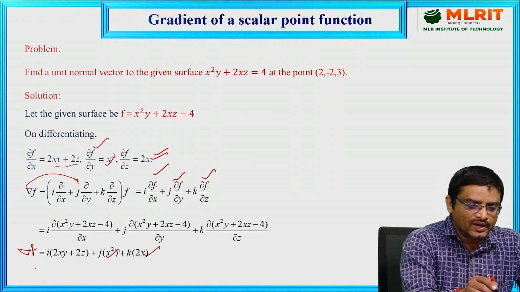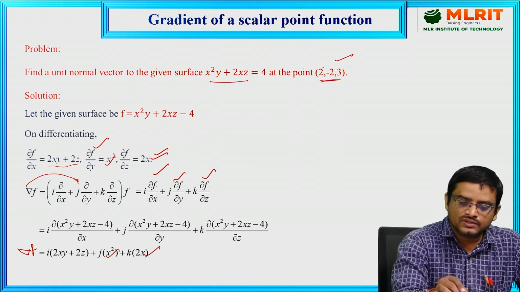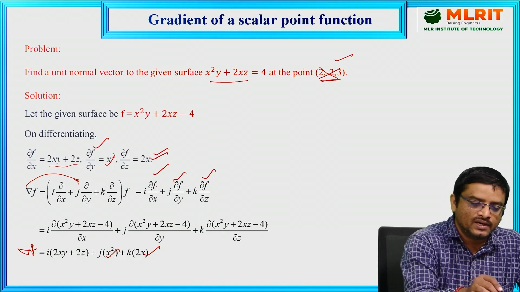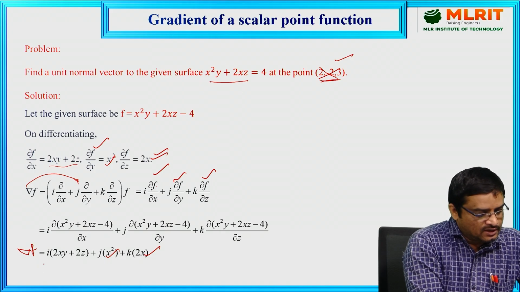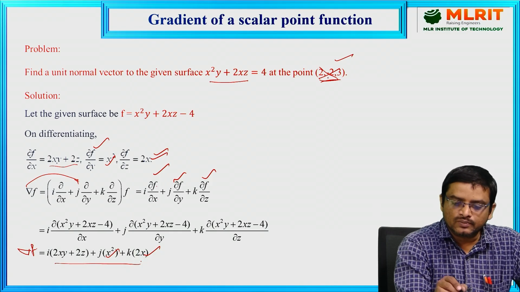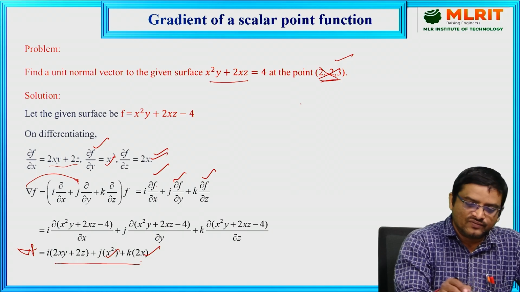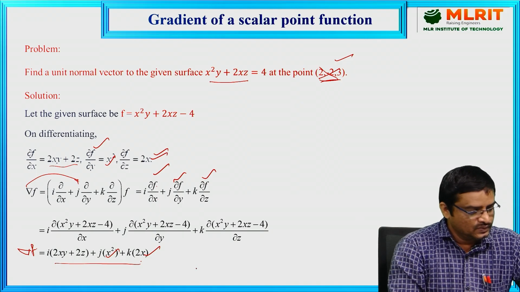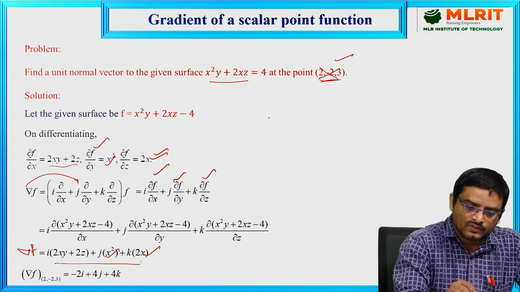Now we have to find this at that particular point. He has given the point. If the point is not given, then we can take that vector as the gradient of the scalar point function as this one. But whenever a particular point is given in the problem, we have to find this del f value at that particular point. So now substitute that particular point here. What is our point here? 2 comma minus 2 comma 3.